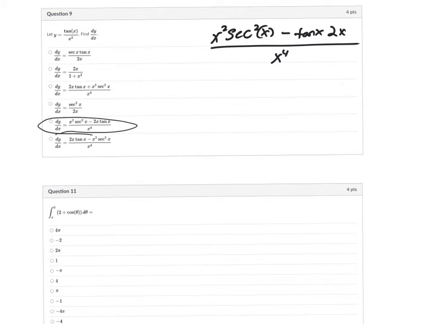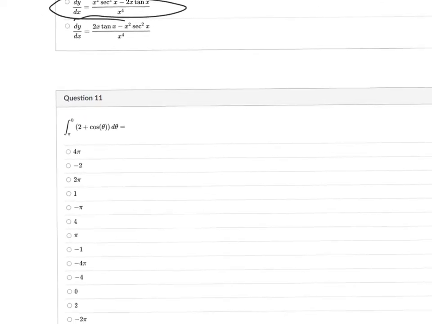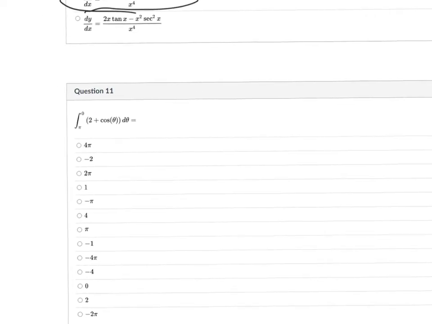Okay, so moving on to number 11. This one is just a simple integral. So we can solve the integral. It is the integral of 2 plus cosine theta, and we're taking this with respect to theta. So the integral of 2 with respect to theta is 2 theta, and the integral of cosine with respect to theta is sine theta. Okay, and we're solving this from pi to 0.